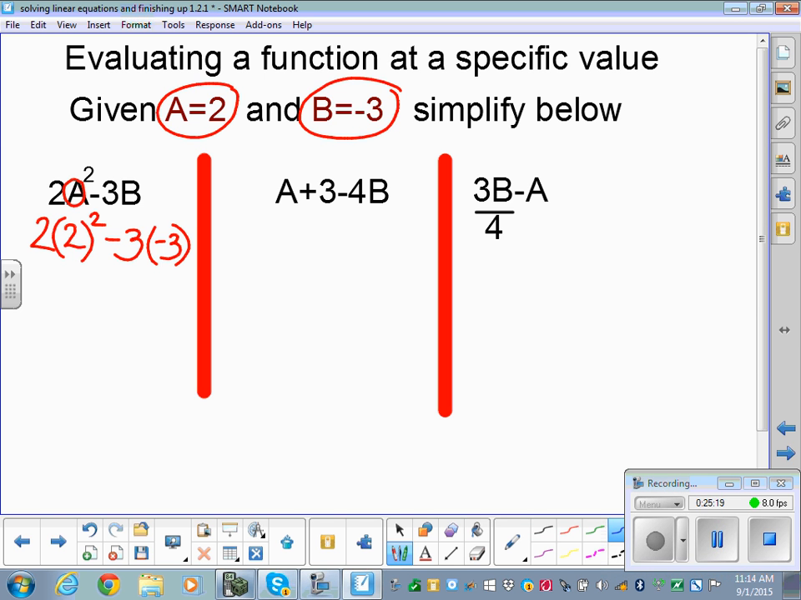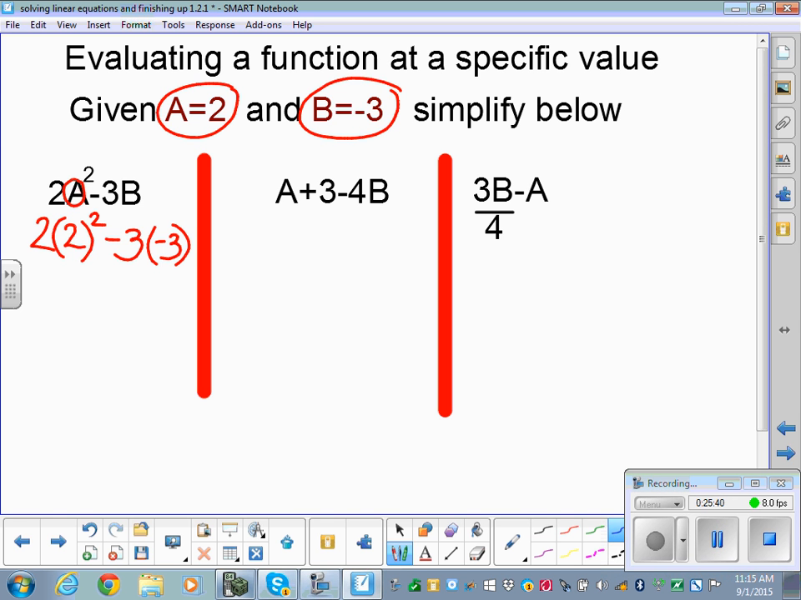So with that in mind, look at parentheses. We have a 2 and a negative 3. Nothing to do in our parentheses. Excuse, exponent. We have to simplify this exponent first. So what is 2 squared? 4. It's positive 4. What if that would have been negative 2 squared? Would it be negative 4?